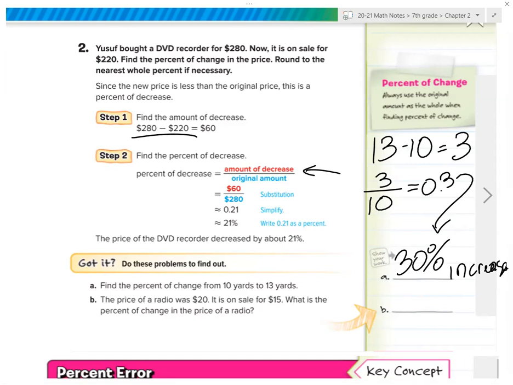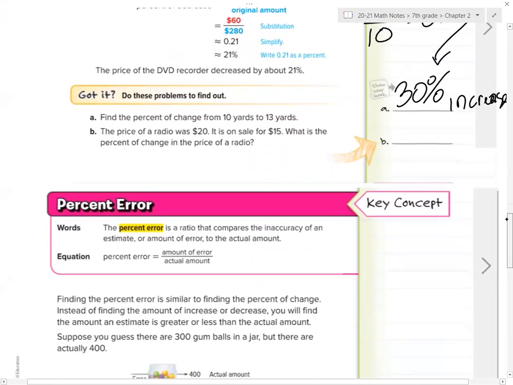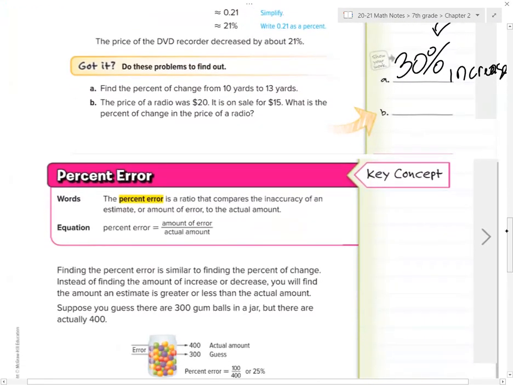Because I don't want a negative number, and I'm just finding the difference of the original and what happened. Since we said increase, we would never say a negative. If it went from 13 down to 10, it's still a difference. Subtract the smaller number from the bigger number, and it would just say the percentage decrease. We'll get to that. By saying decrease, that represents the negative.